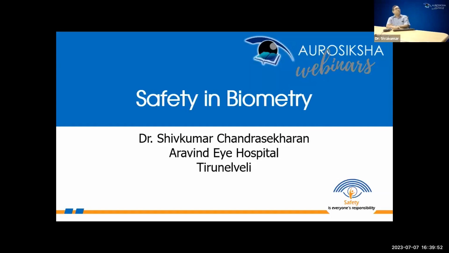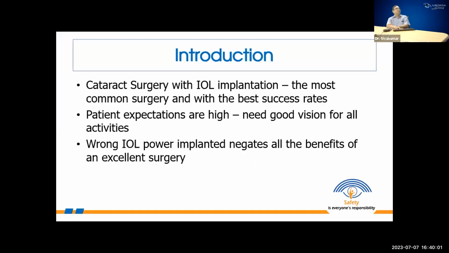What I'm going to talk about is, as Ms. Divya said, a little away from the technical aspects. It is about ensuring safety in biometry.